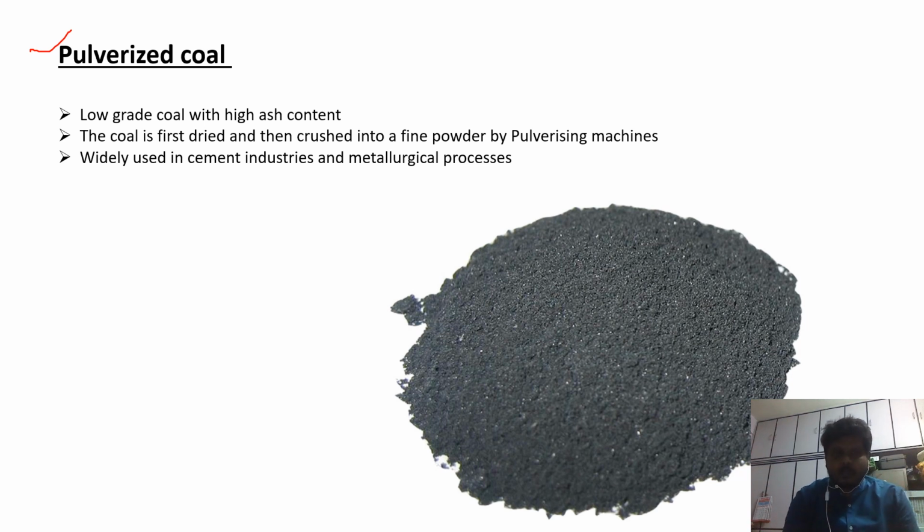The other type of coal is pulverized coal. Actually, it is a low grade coal with high ash content. This coal is first dried and then crushed into a fine powder by a pulverizing machine. Here you can see in this figure, this is the crushed powder. This is widely used in cement industries and metallurgical processes.